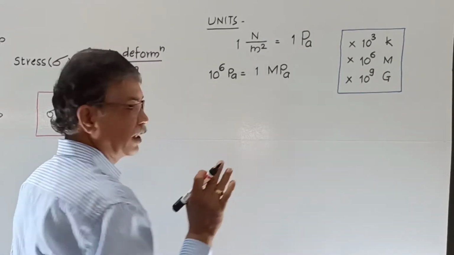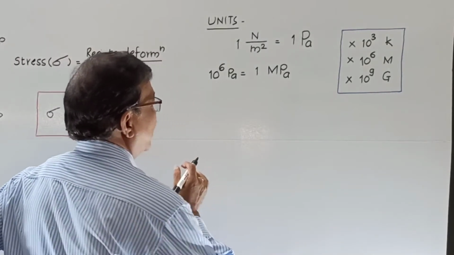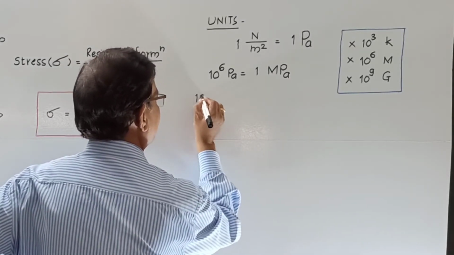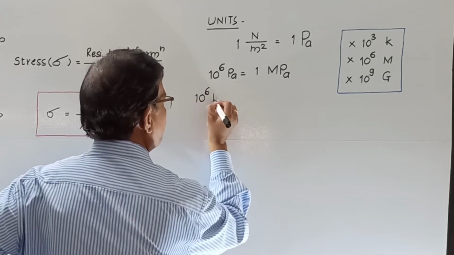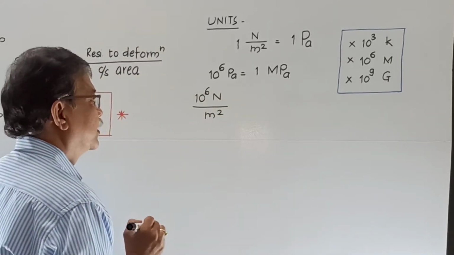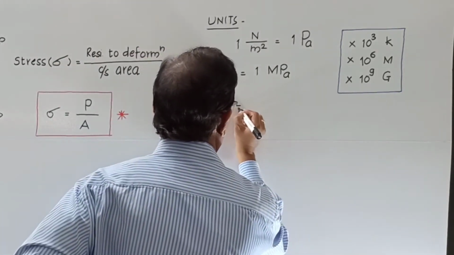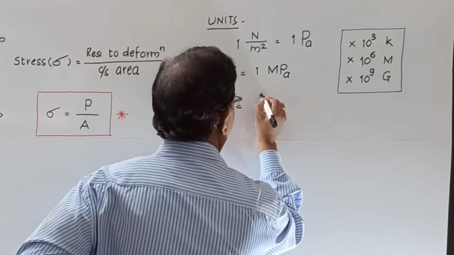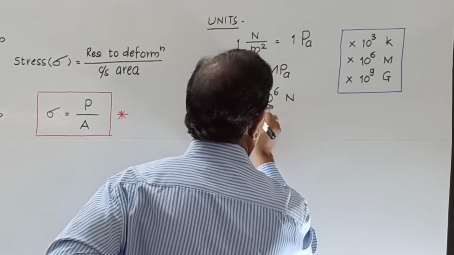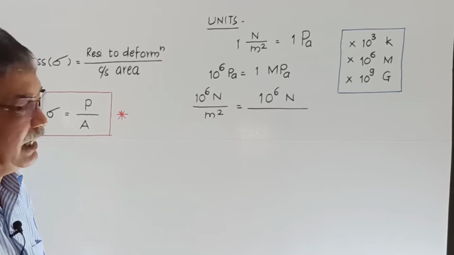Now here it is 10 raised to 6. As far as units are concerned, you can do the multiplication and division like the numbers. Look here, I want to convert megapascal. So 10 raised to 6 Pascal means Newton per meter square. Okay? Now 10 raised to 6 Newton I will keep like that. Meter square. 1 meter is equal to how many mm? 10 raised to 3 mm.